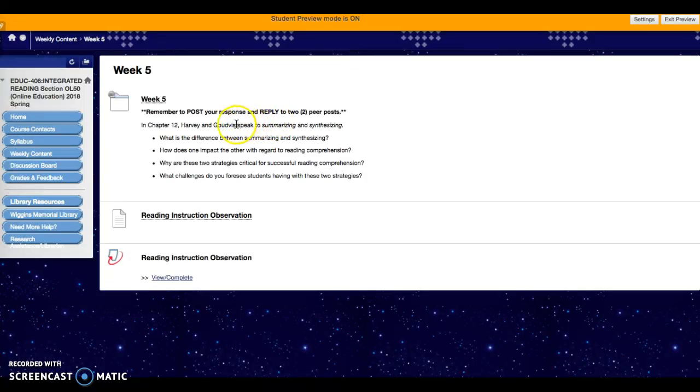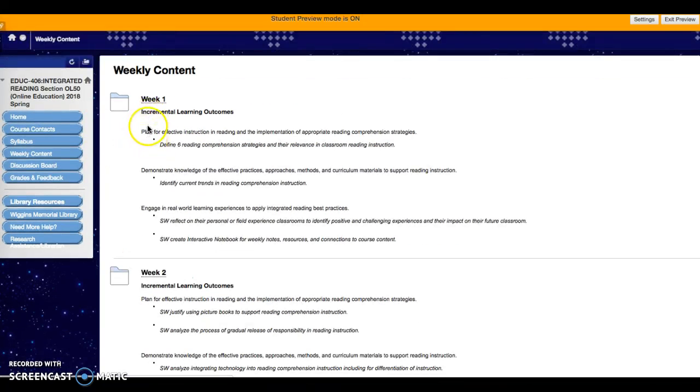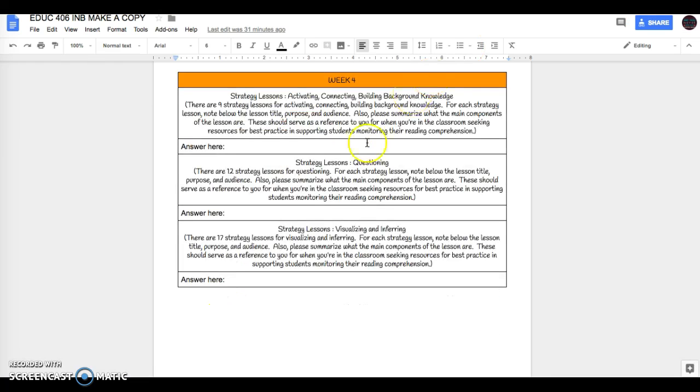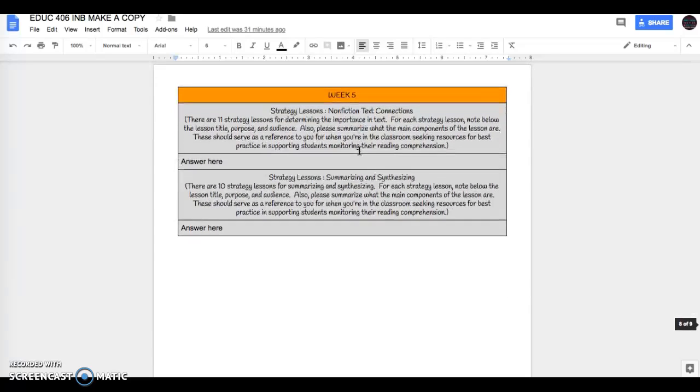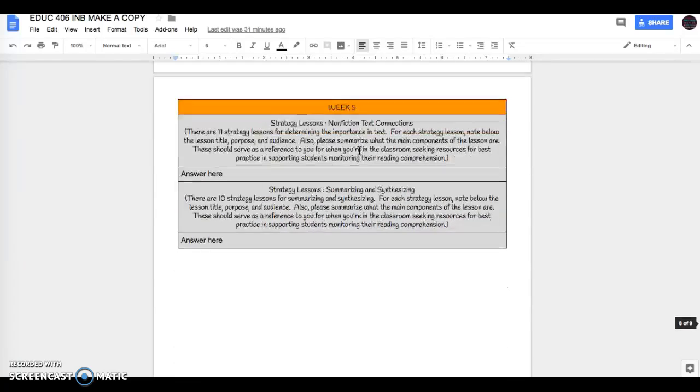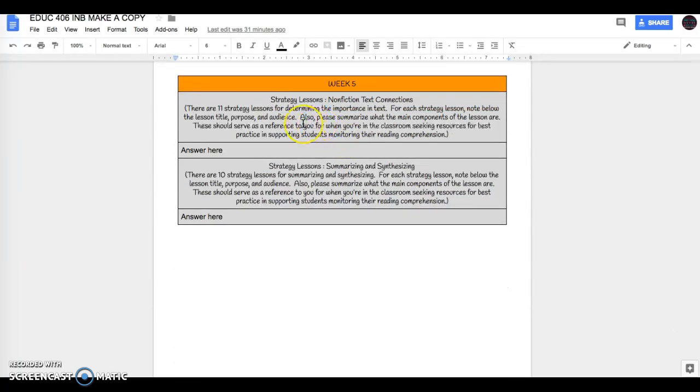And then let's go ahead and navigate back to week 1 so that we can pull up our interactive notebook and look at week 5. So here, this is following suit with what you did in week 4. So what you did in week 4 with your bullet point list of your strategy lessons, you're going to continue for week 5. And so we're just doing that with the last 2 chapters of the strategy lesson section of the textbook. So this week we're focusing on nonfiction text connections and summarizing and synthesizing.